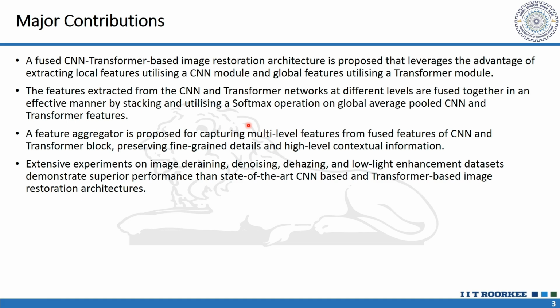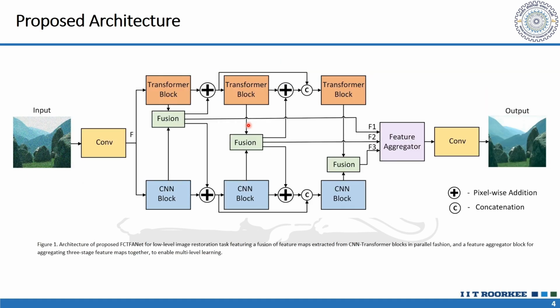We are using a novel feature aggregator which will capture the multi-level features from the fused features of CNN and transformer blocks, which will preserve the fine-grained details as well as the high-level contextual information. Extensive experiments on image deraining, denoising, dehazing, and low light enhancement datasets demonstrate superior performance over state-of-the-art CNN and transformer-based image restoration architectures.